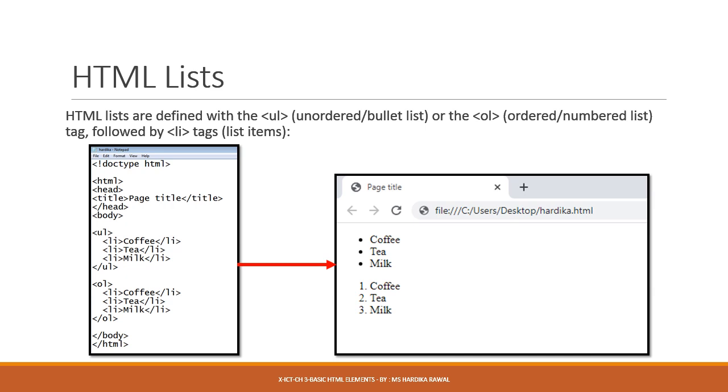After opening the list tags, we also have to mention a list item for each and every item in our list, and then close the list tag after each and every list item has been mentioned.